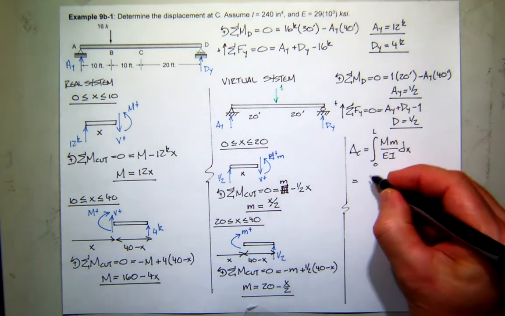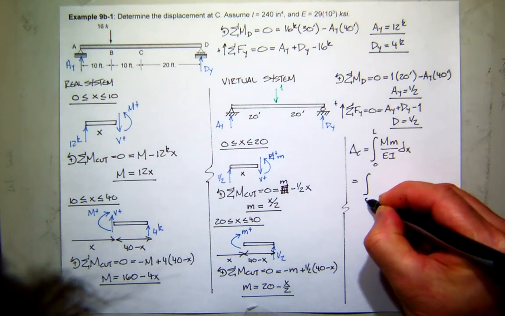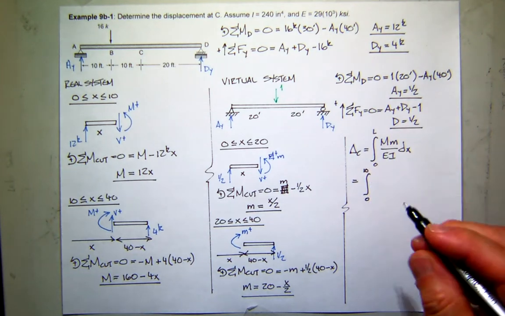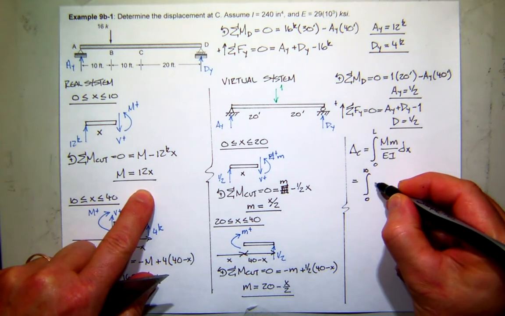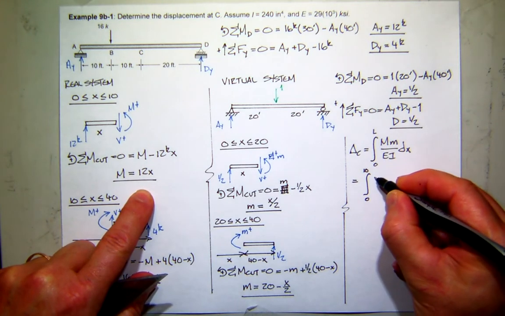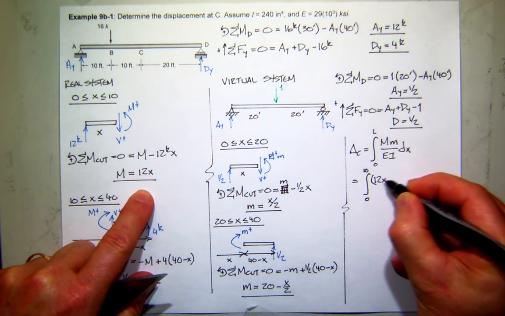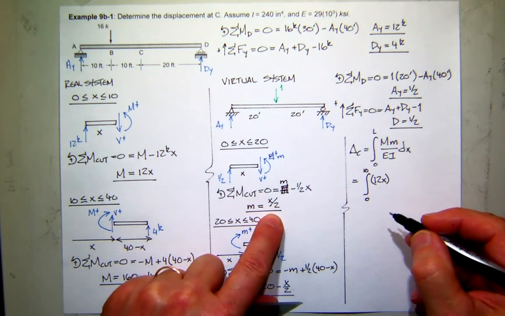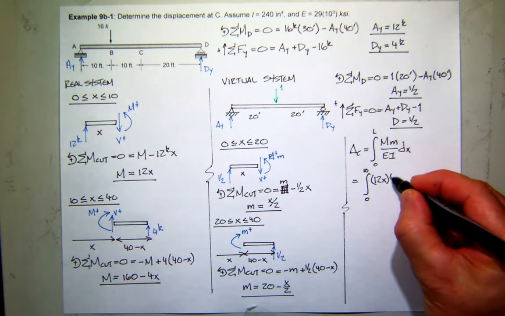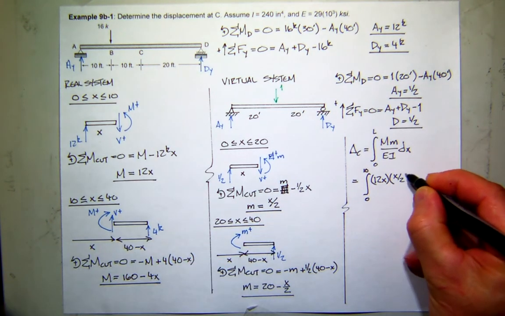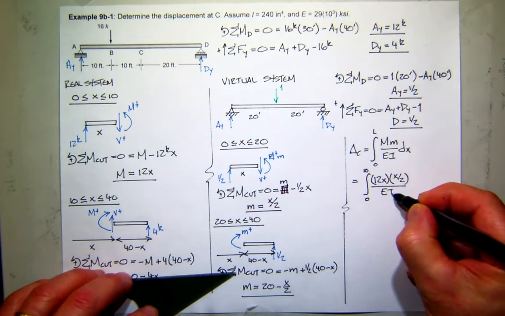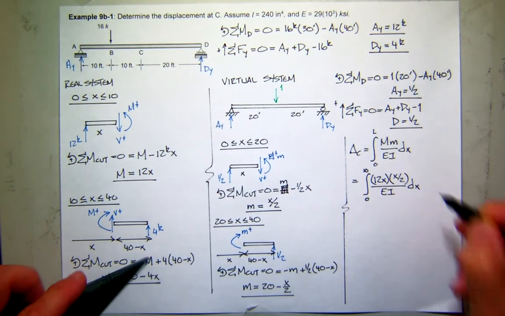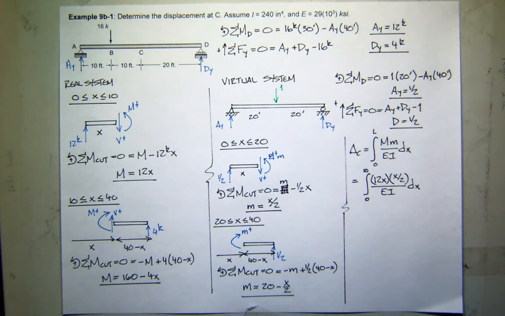So this is going to end up being an integral from 0 to 10 of what? The real moment, m, which is 12x, times the virtual moment, which is x over 2, divided by EI dx. Okay? Plus, what comes next?